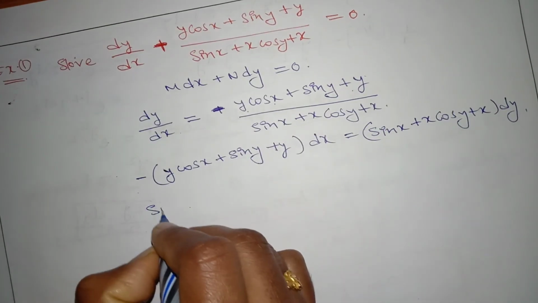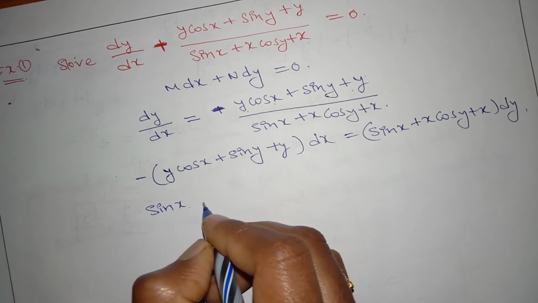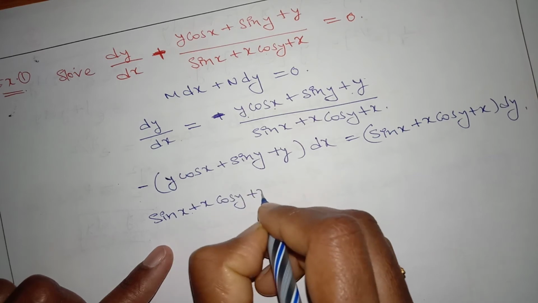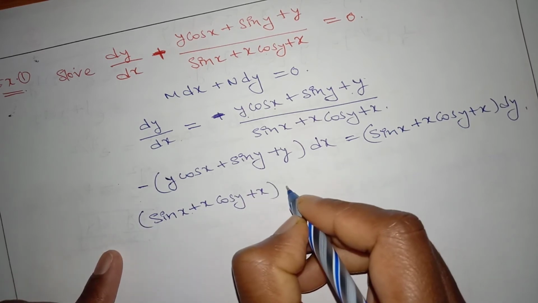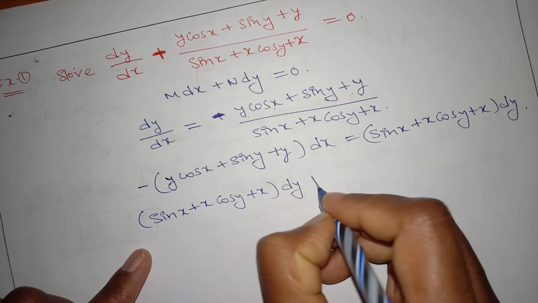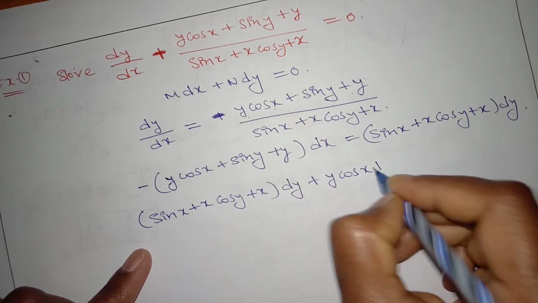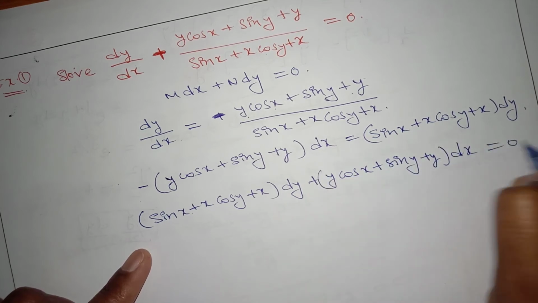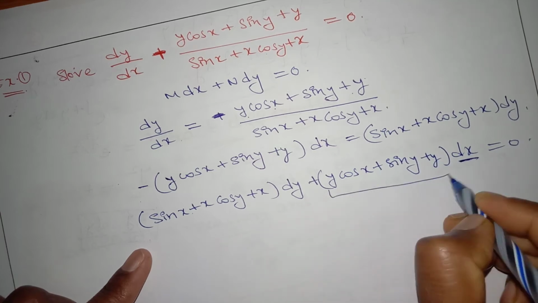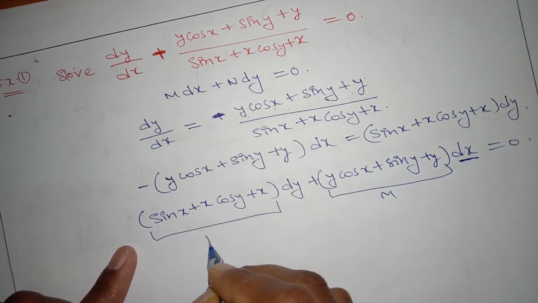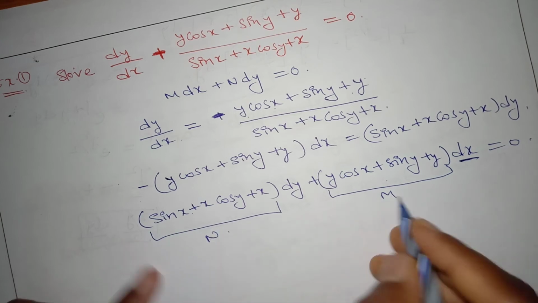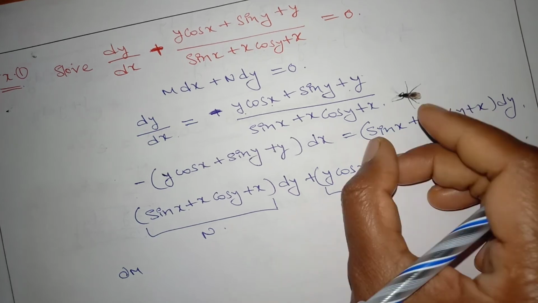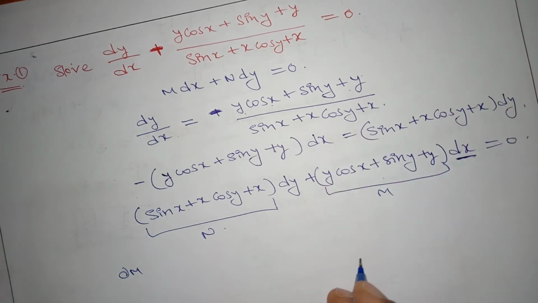Now (sin x plus x cos y plus x) dy plus (y cos x plus sin y plus y) dx equals 0. Here we have dx, so this term will be M, and this is N. Now we have M and N. Now we have to test whether dou M by dou y equals dou N by dou x.